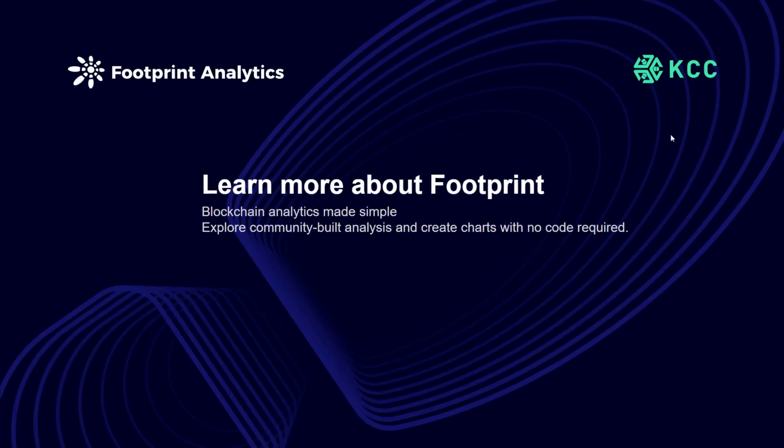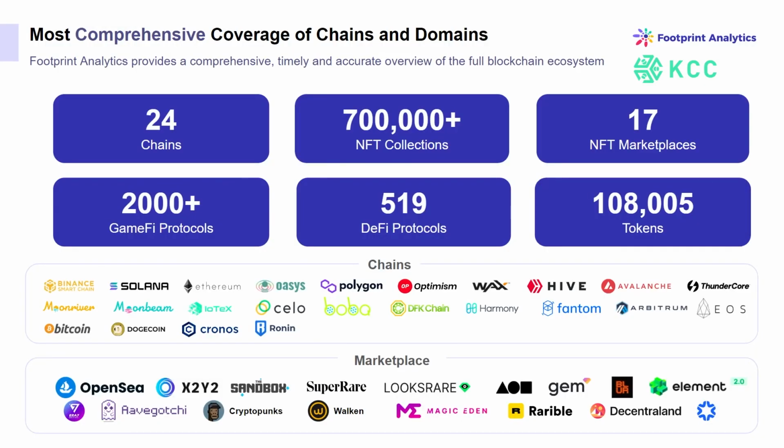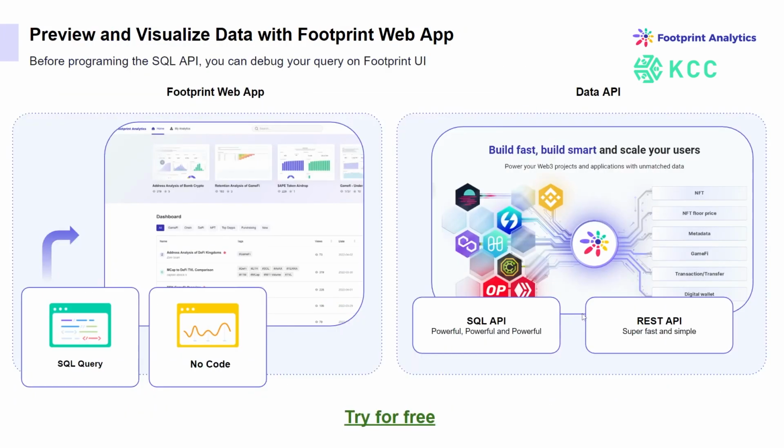So, I'll tell you a little bit about Footprint, then we'll hop right on in there. So right now at Footprint, we currently index 24 chains. We have over 700,000 NFT collections for you guys to do metrics on across 17 marketplaces. We also have 2,000 plus GameFi protocols, 519 DeFi, and over 100,000 tokens. And you guys can look at the bottom here. You can see our chains and our marketplaces.